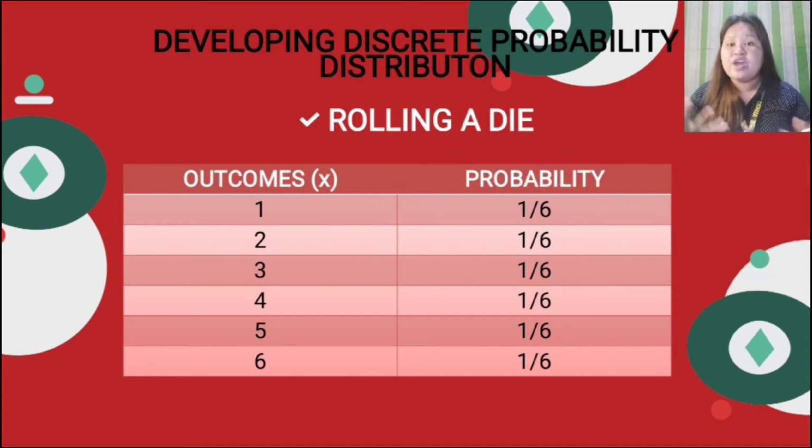So let's start with a sample. Rolling a die. We have the outcomes here: 1, 2, 3, 4, 5, 6. As we all know, a die has 6 faces, so the probability is 1/6. This table shows the probability distribution for the number rolled. We can see that all possible outcomes are listed with the probabilities associated with the outcomes: 1/6.